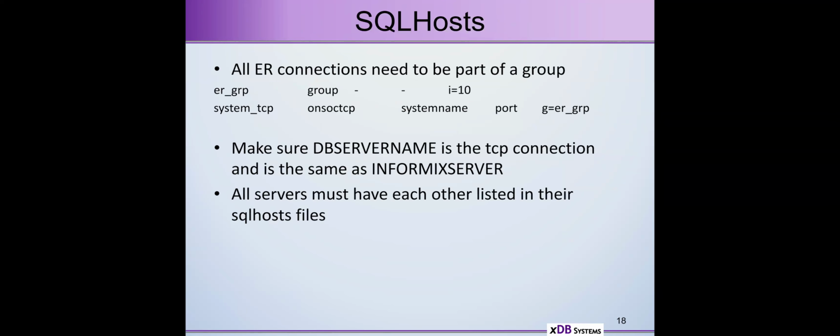So SQL hosts. We need to go set them up. Every connection needs to be part of a group, so we want to give it a group name. It needs a unique identifier number, so that's the i=10. Make sure that every server in your domain has a unique number. You will get an error and it won't join the domain if it overlaps. And make sure that every system that needs to talk to each other has the full list in their SQL hosts. You can also use Connection Manager for this, so that is certainly an option.